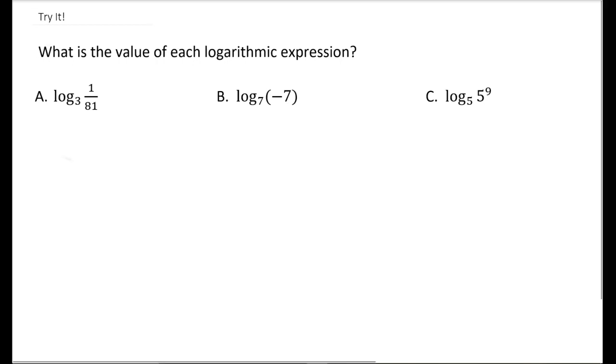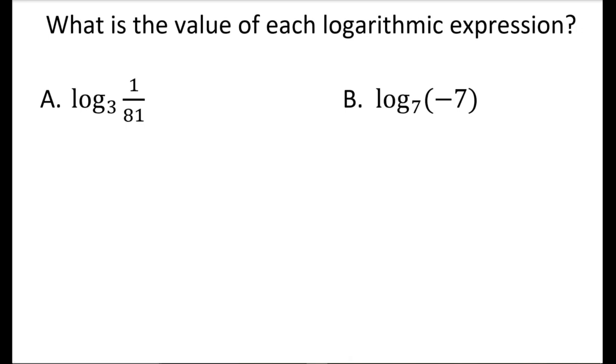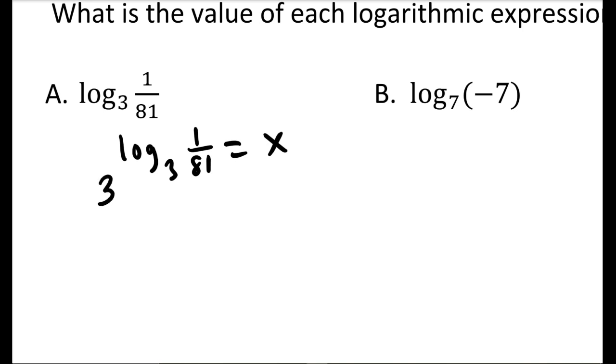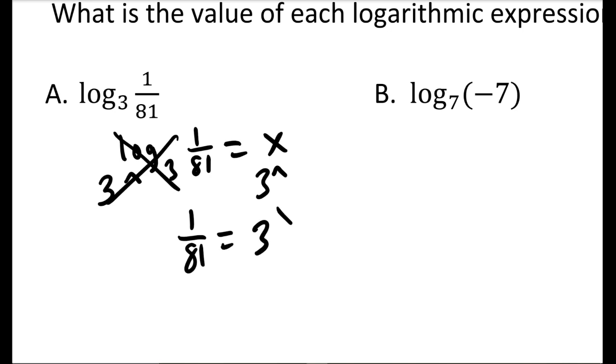All right, let's look at the first one. What is the value of each logarithmic expression? We're going to set this equal to x. Then we have to get rid of the log base 3, so I'm going to raise the same base, 3, to both sides' power. That's going to cancel. 1 over 81 equals 3 to the x power.